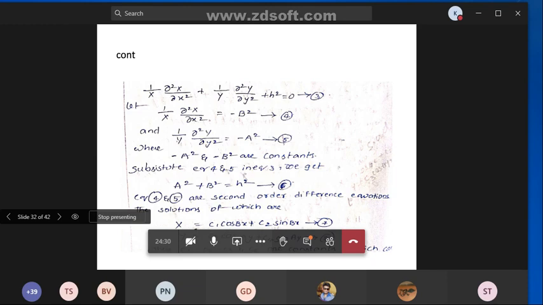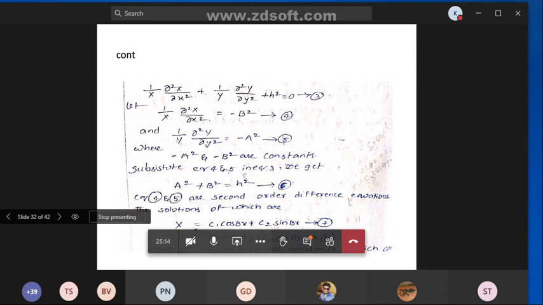Right? So substitute here minus b² and here minus a². Then you will get, so minus a² and minus b² are constants. So substitute these equations 4 and 5 in equation 3. In place of (1/X)(∂²X/∂x²), we can substitute minus b². Then we will get a² plus b² equal to h².